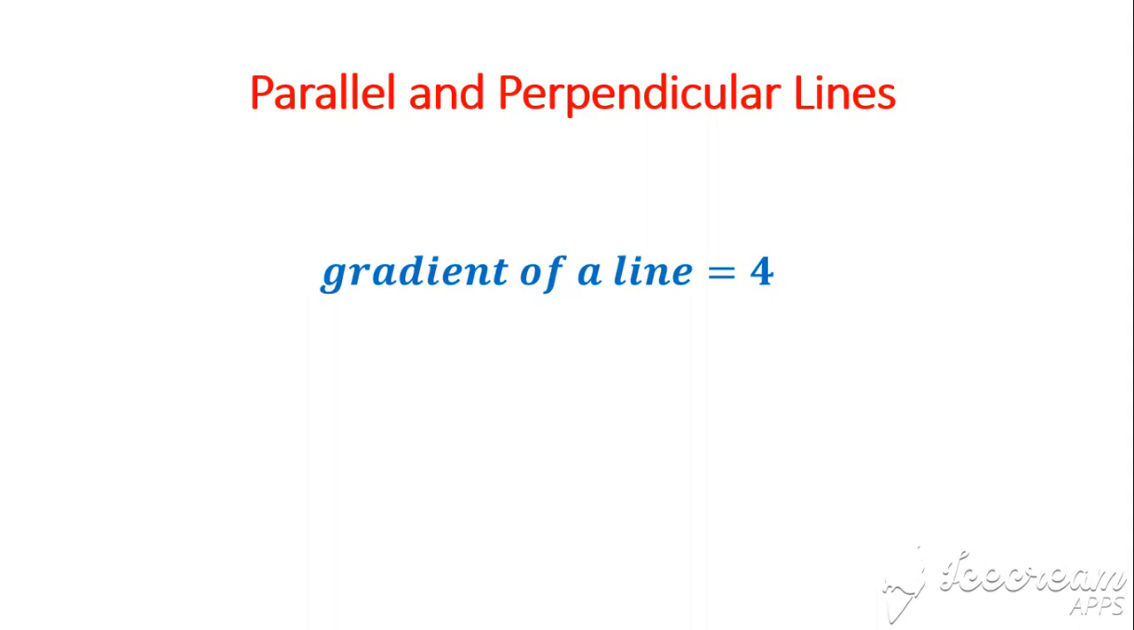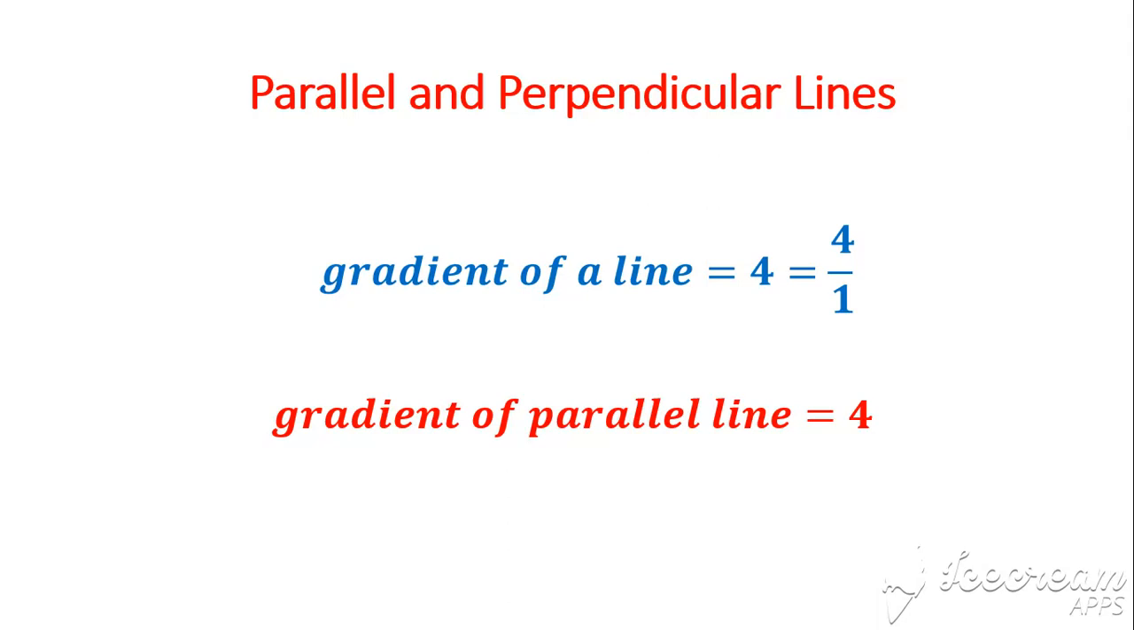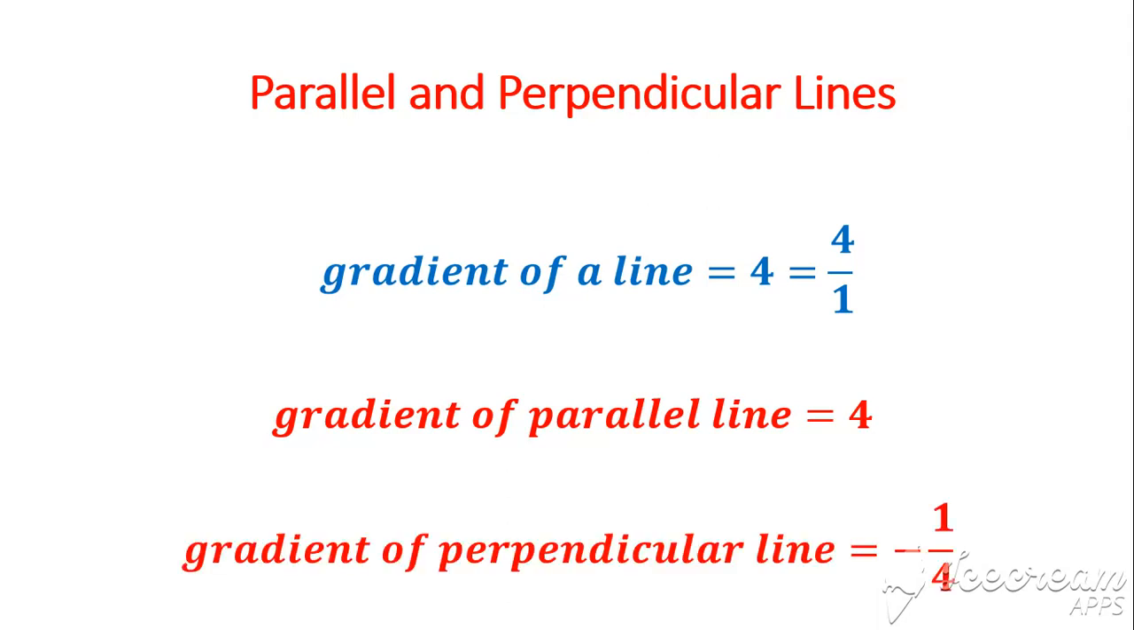What about another example? What if the gradient of a line is 4, a whole number 4? Well, first of all, know that 4 is written as 4/1 as a fraction. Now, the gradient of a parallel line is still 4, but the gradient of a perpendicular line, we swap the 1 and 4 over to make it 1/4, and we make it negative because it was positive. So the gradient of a perpendicular line would be -1/4.